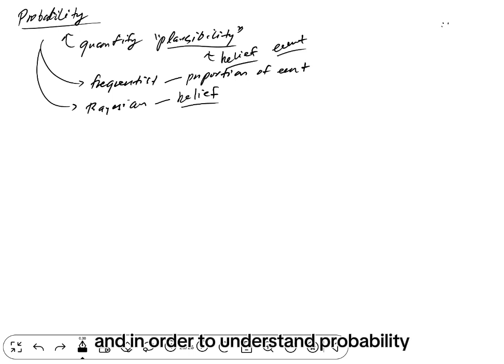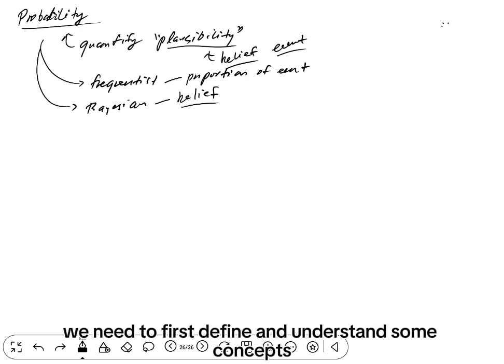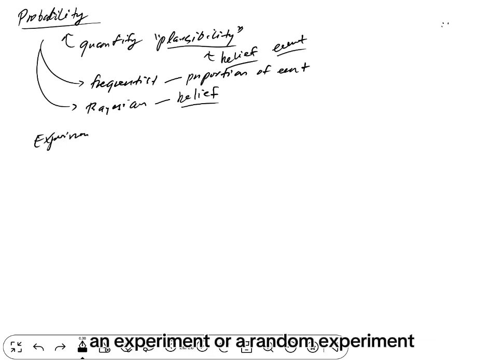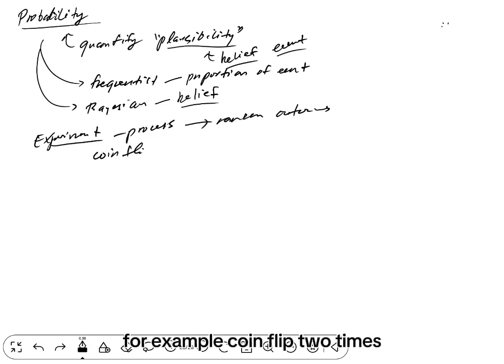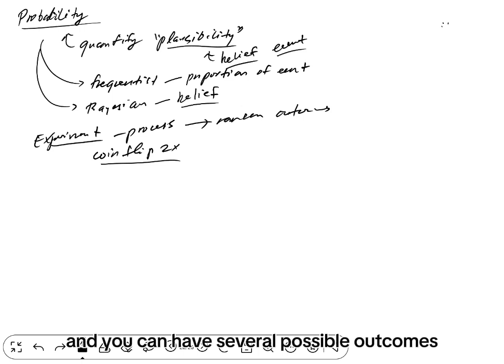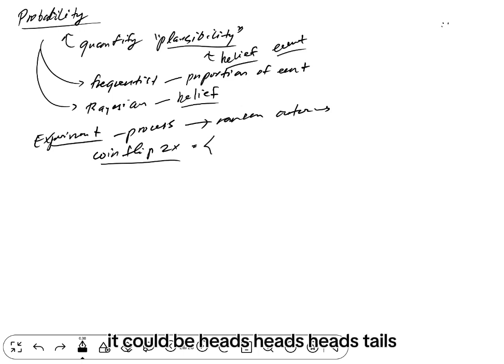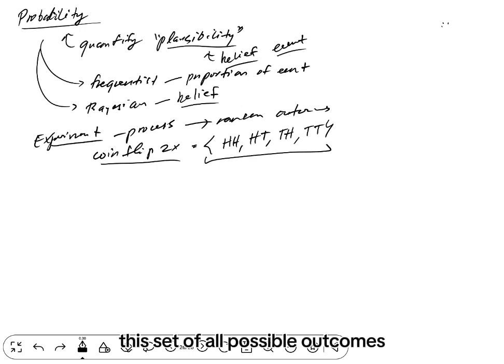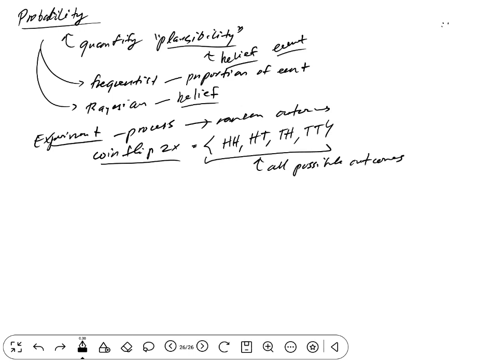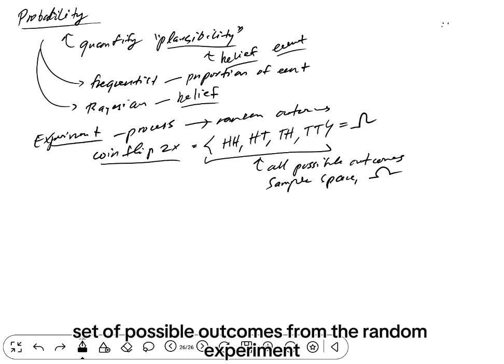And in order to understand probability, we need to first define and understand some concepts. An experiment, or a random experiment, is a process that leads to a random outcome. For example, flipping a coin 2 times. This is the experiment, and you can have several possible outcomes: heads-heads, heads-tails, tails-heads, tails-tails. This set of all possible outcomes is called the sample space, denoted by omega. So this is our sample space, the set of possible outcomes from the random experiment.